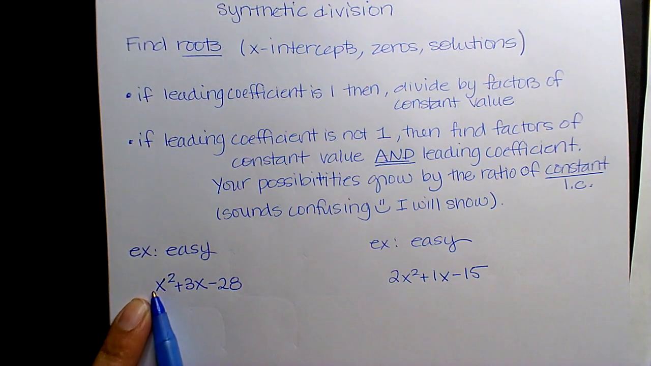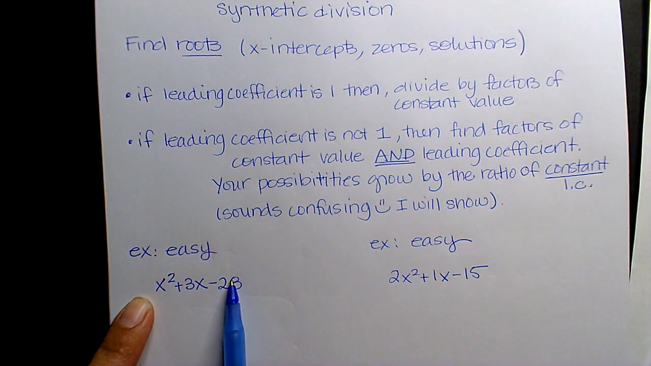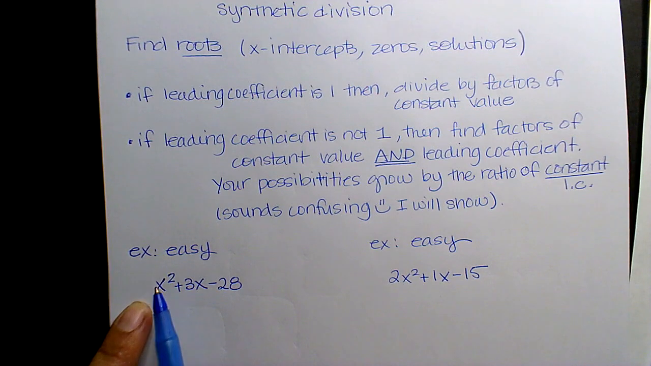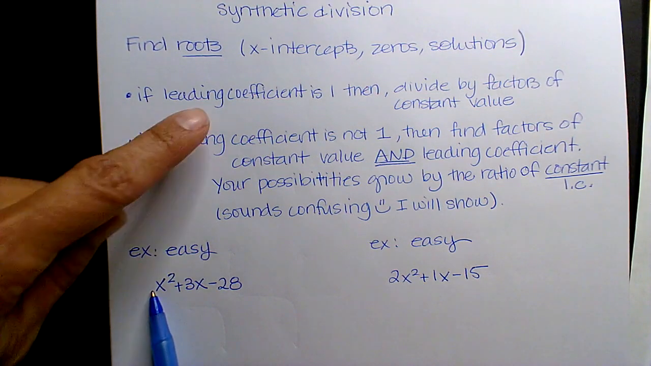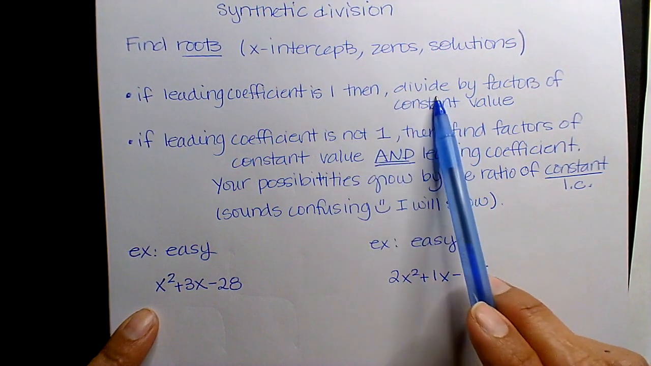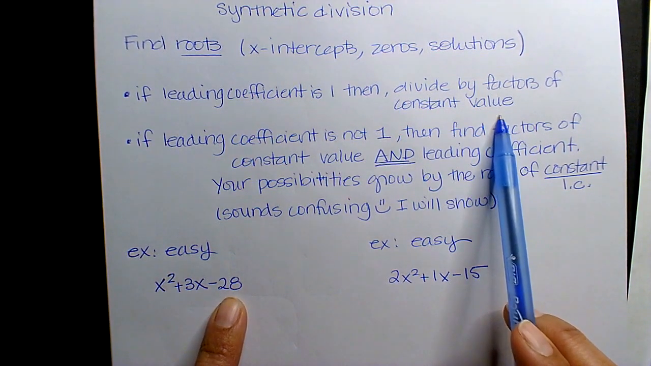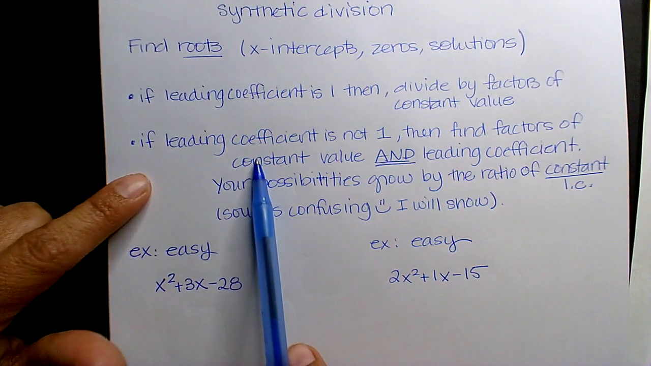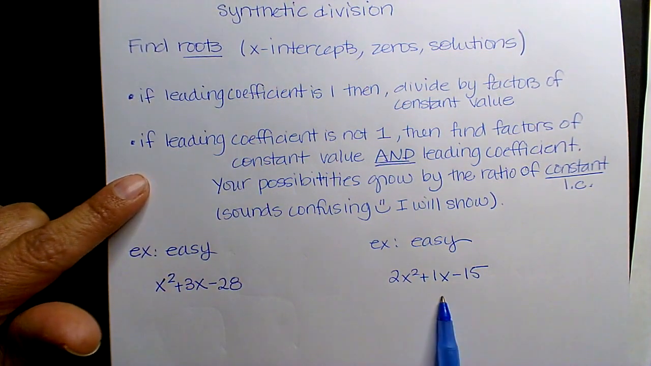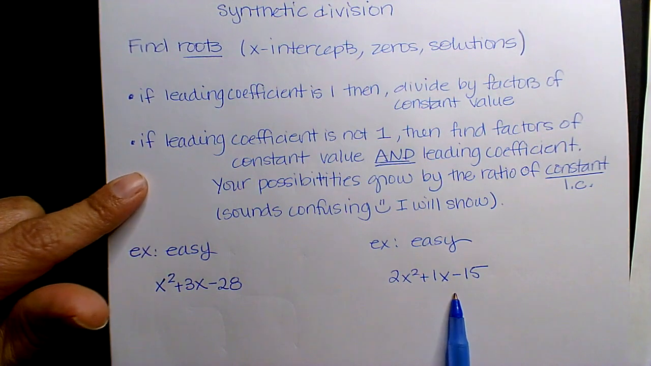Both of these have a leading coefficient of 1, right? Because remember, it's standard form. My exponents are 2, 1, and the constant, which is really x to the 0. So if this is my highest degree and this is my leading term, my leading coefficient is 1. So if my leading coefficient is 1, then I'm going to divide by the factors of the constant value. The 28 would be the constant value. This one will apply here. It gets really messy. That's why I'll start with quadratics.